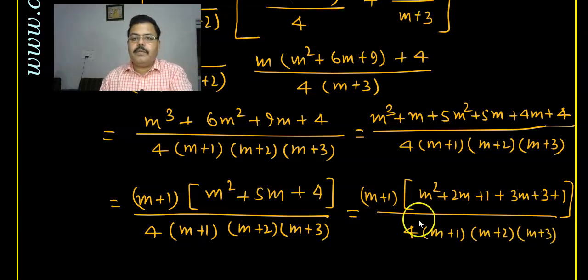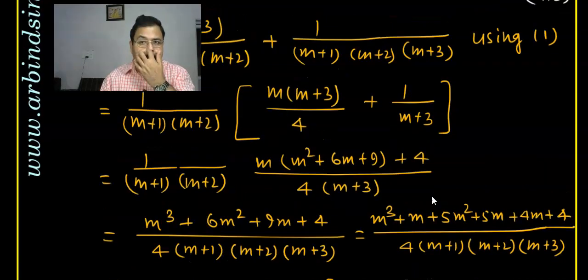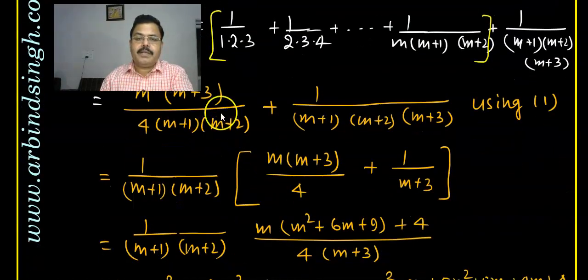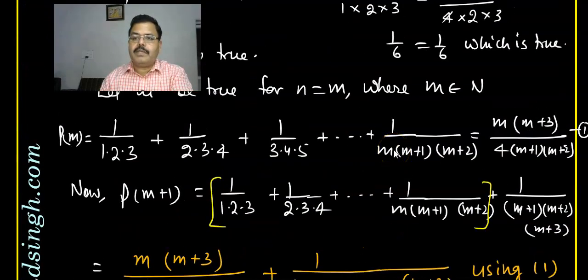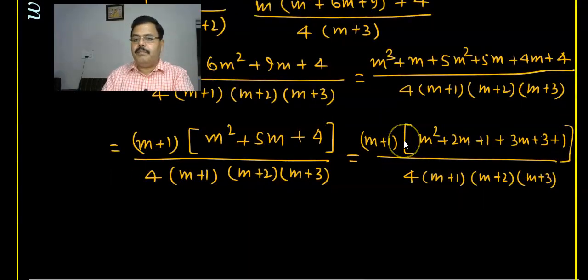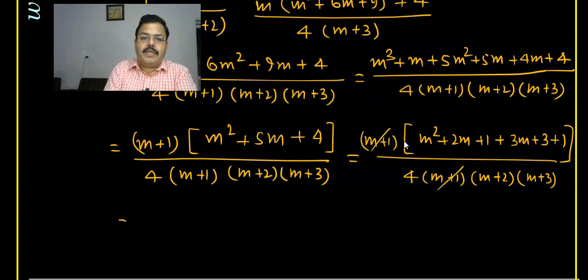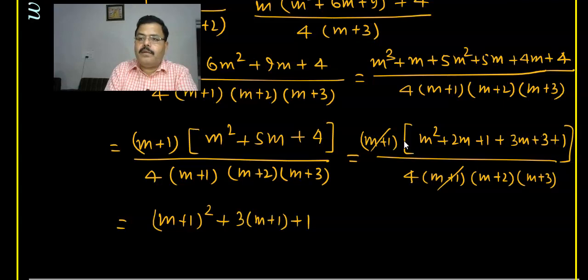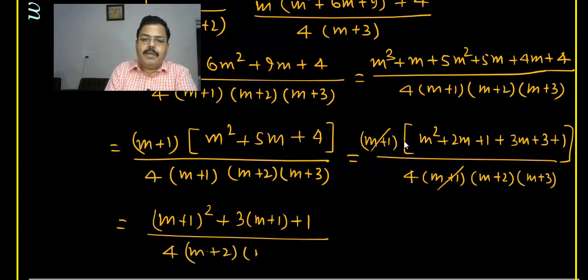Is it required? So let us see what we have. Actually, we need to group m plus 3. So, m into m plus 3. And in numerator, it was m into m plus 3. So, m plus 1 plus 3, m plus 4 over there. Okay, let us cancel this 2. And what is left now? That is m plus 1 whole square plus 3m plus 1 plus 1, divided by 4 into m plus 2 and m plus 3.